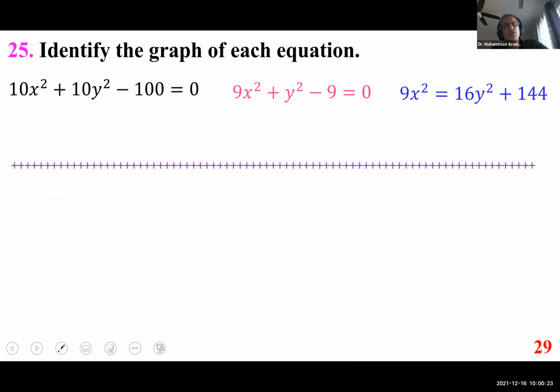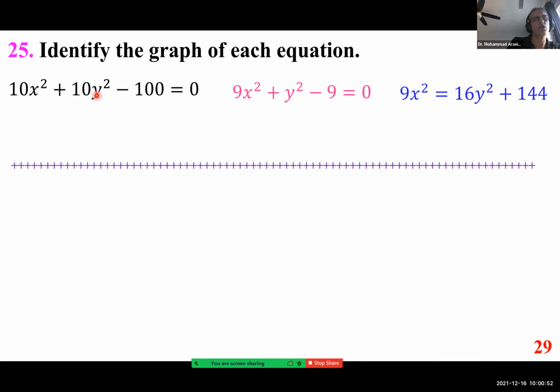Identify the graph of each equation, in essence, each conic. The way it works, if you want to prove what type of conic you have, you have to put it in the standard form. However, if you want to answer it pretty fast, here's how it works. If x squared and y squared both have exponent 2, then it's either a circle, ellipse, or a hyperbola. How do you know which one?